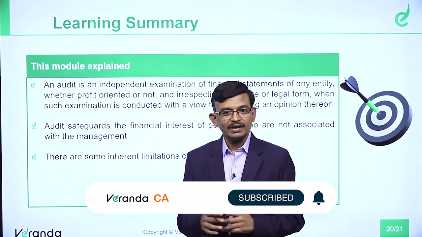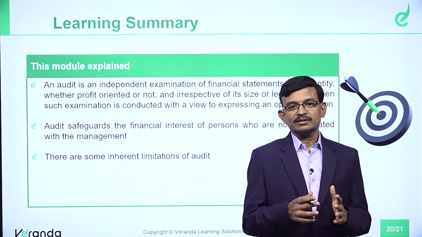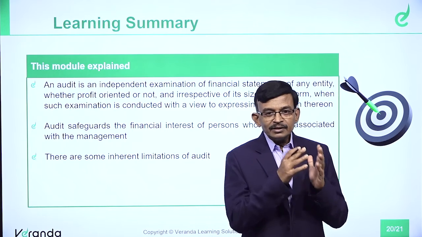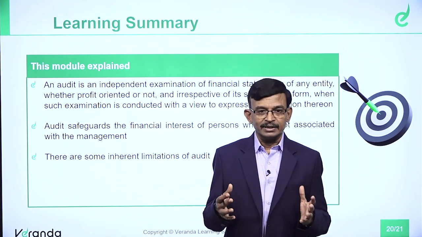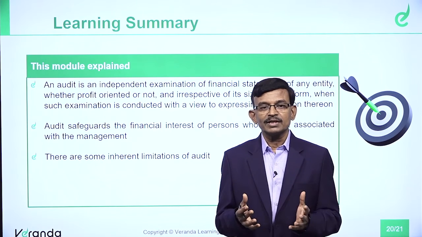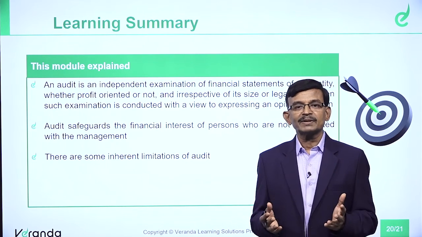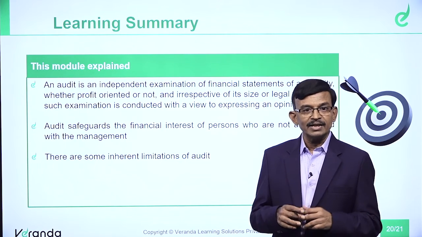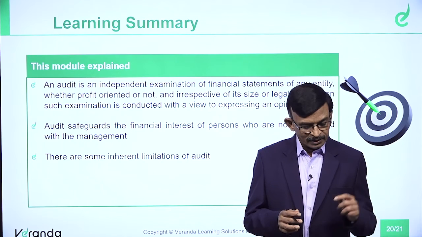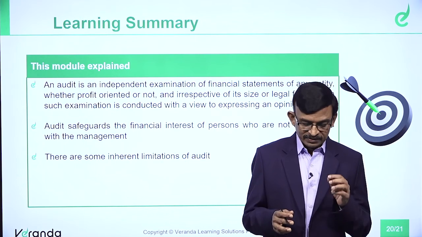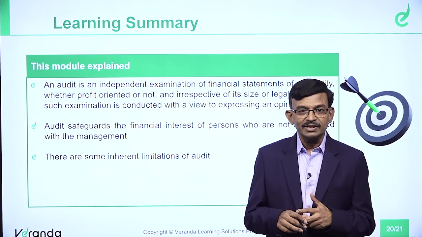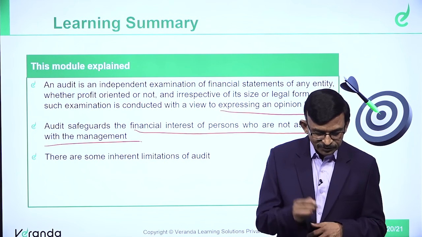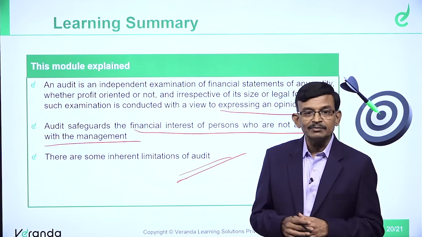So, at the end of this, I think you might have heard a very interesting story, like a bedtime story. The key information or overview of the audit, the framework within which we are working, the limitations, the definition, what is expected from the auditors, the qualities of the auditor, and how he has to be independent, that is what we have seen. So, audit is an independent examination of the financial statements of any entity, whether profit oriented or not, and irrespective of its size or legal form, when such examination is conducted with a view to expressing an opinion thereon. Audit safeguards the financial interest of persons who are not associated with the management. However, there are some inherent limitations of an audit.